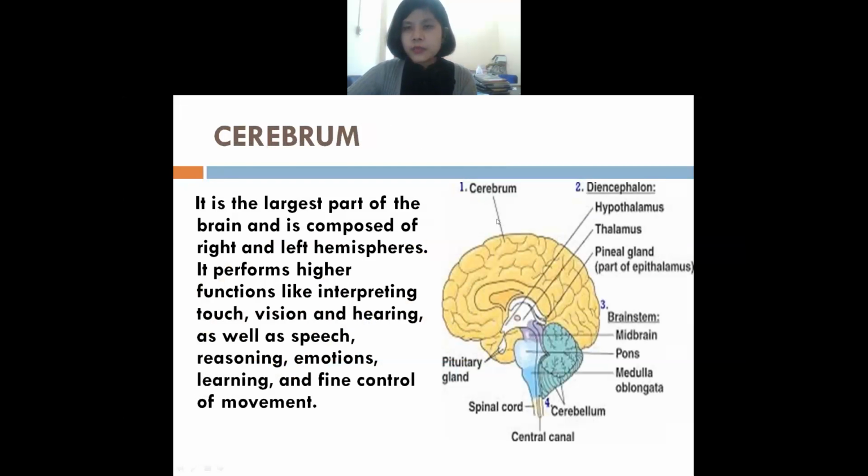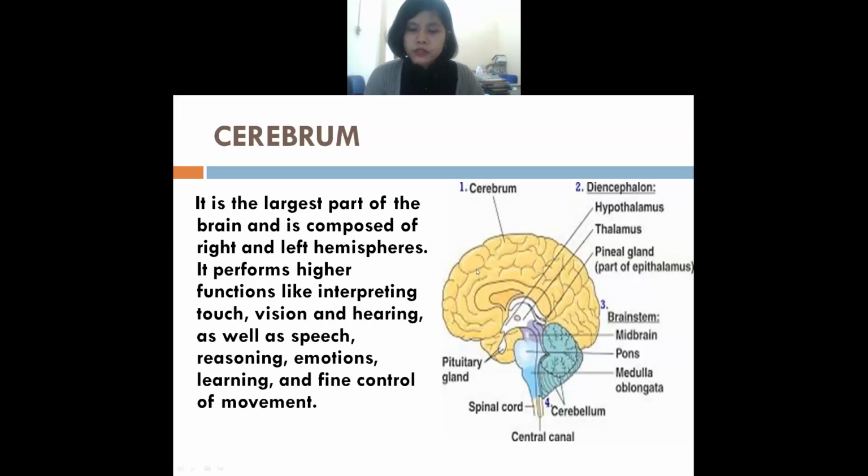Okay, so now let's talk about the first part, it is the cerebrum. So this is the cerebrum, and the cerebrum is the largest part of the brain. The cerebrum has two parts, the right and the left hemispheres. And this cerebrum, what do they do? They do some functions, like what?